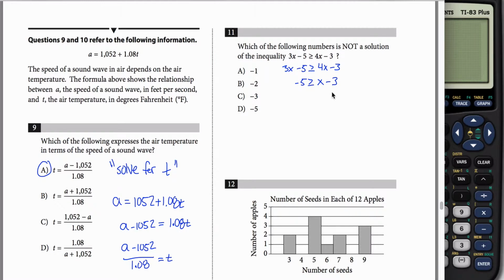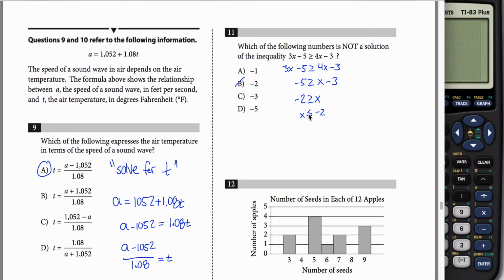It gets me here. And then if I add 3 to both sides of the inequality, I get negative 2 is less than or equal to x. In other words, negative 2 is greater than or equal to x. In other words, x is less than or equal to negative 2. x must be to the left of negative 2 on the number line, or be equal to negative 2, in order for it to be a solution. But remember, what I'm looking for is what number is not a solution.